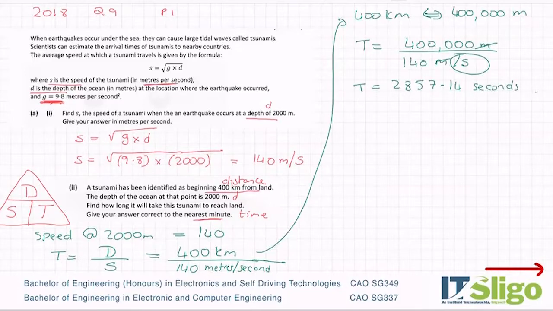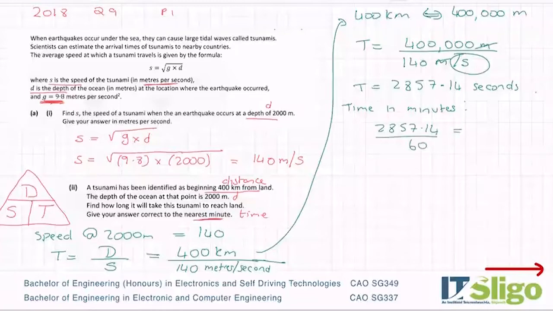Okay, so I'm coming back to my question. I knew it said something about minutes. So time in minutes. You're asking yourself how many seconds in a minute, and it's 60. So 2857.14 divided by 60 will give it to me in minutes. So it's 47.62 minutes. Okay, so that's it in decimal, and it says give your answer correct to the nearest minute. Well, that will be 48 minutes.